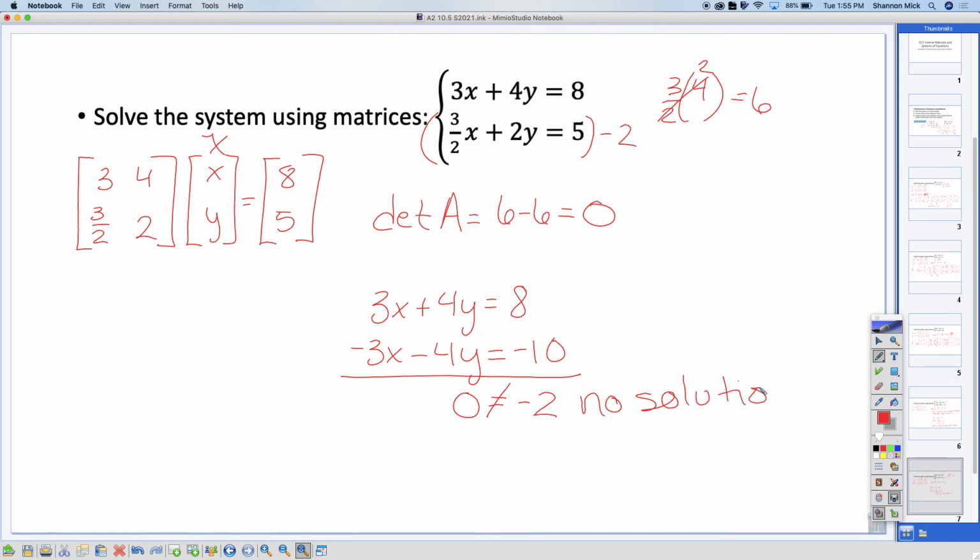So in other words, if the determinant is 0, what are my two choices? Infinitely many or no solution, but you have to find another way to figure that out, right?